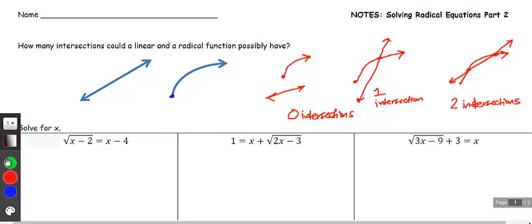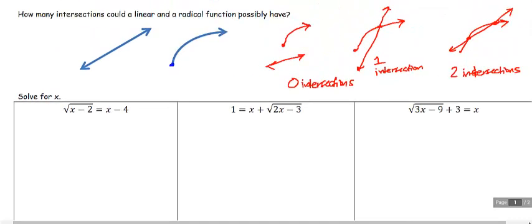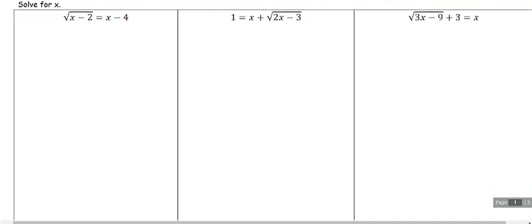All right, so let's jump into things. Let's do some solving. And remember, what that means is that now these equations either have 0 solutions, 1 solution, or 2 solutions. One of those 3 things is going to happen. Okay, so why is this harder than last time? We are still going to isolate the radical before squaring both sides.